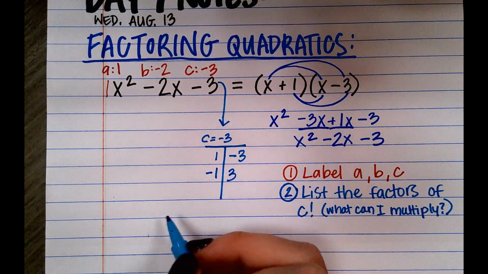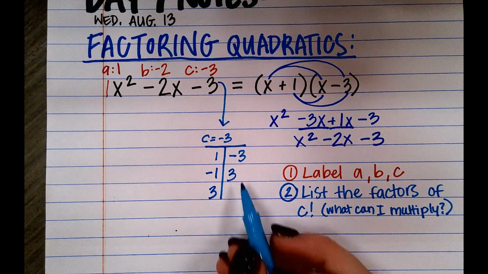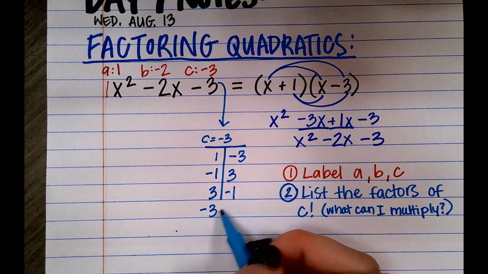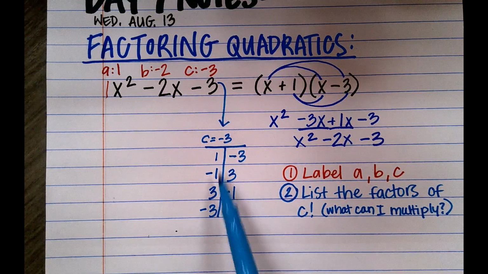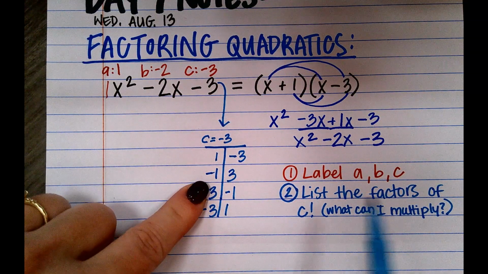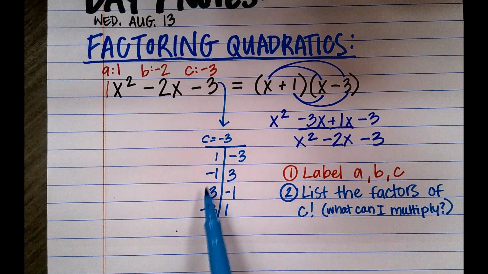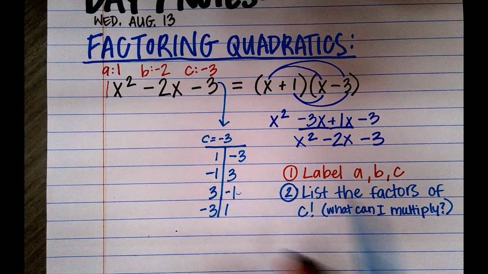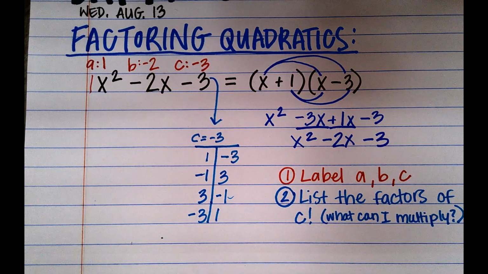Now I could flip it again. I could say, well, what if I do 3 times negative 1? And then I could do negative 3 times 1. These pairs of numbers all multiply to equal negative 3. 1 times negative 3 is negative 3. Negative 1 times 3, negative 3. 3 times negative 1, negative 3. Negative 3 times 1, it's negative 3. So these are factors. So that's our second step, is we list the factors of C.